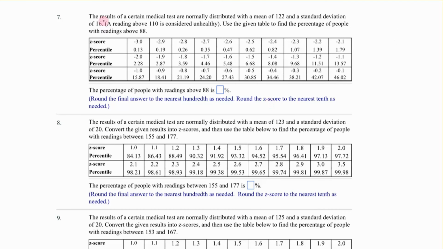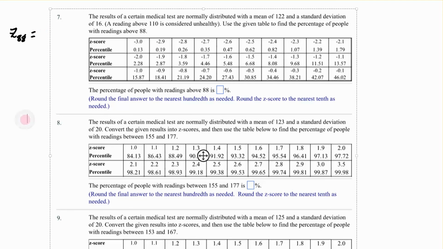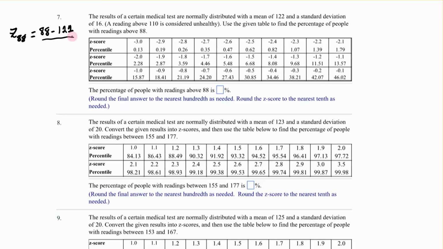Number 7. The results of a certain medical test are normally distributed with a mean of 122 and a standard deviation of 16. A reading above 110 is considered unhealthy. Use the given table to find the percent of people with readings above 88. All right, the first thing I'm going to have to do is get a z-score for 88. It's going to be 88 minus the mean, which is 122, divided by the standard deviation, which is 16.